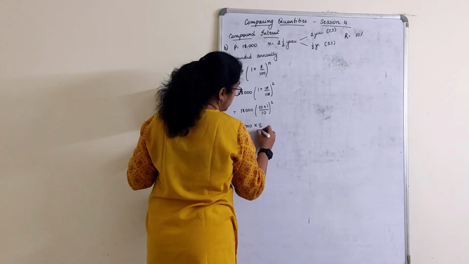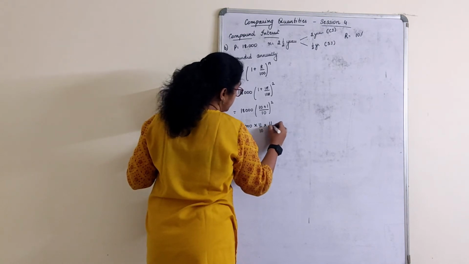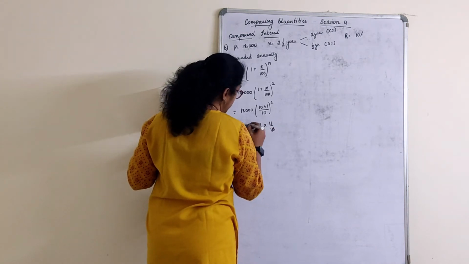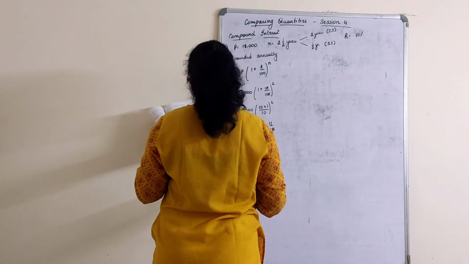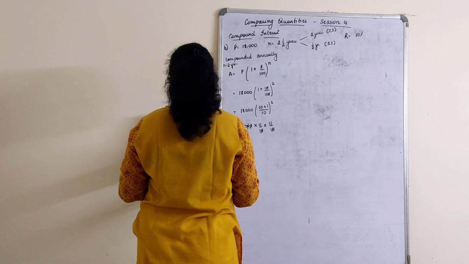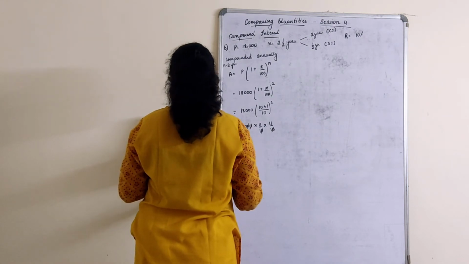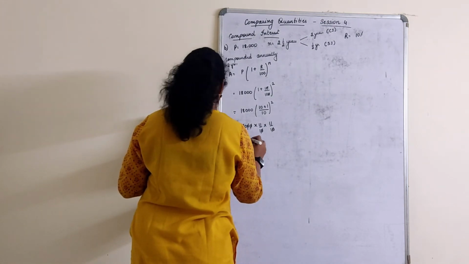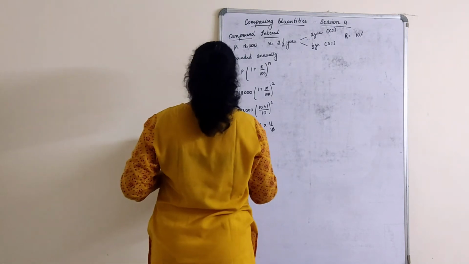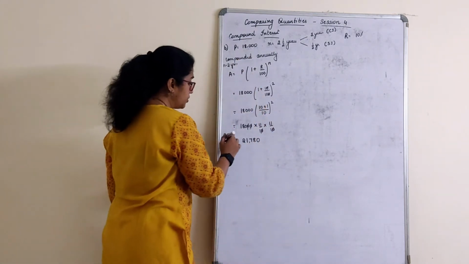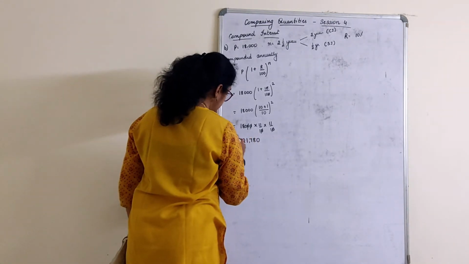18,000 into 11 by 10 into 11 by 10. 2 zeros, 2 zeros. So 121 into 180. So you will get the amount as 21,780 when you multiply this. This is the amount at the end of 2 years. Keep this as it is.